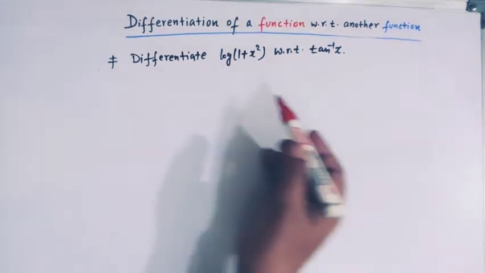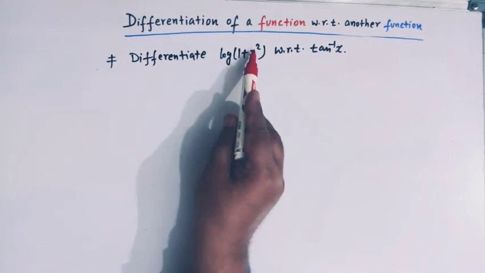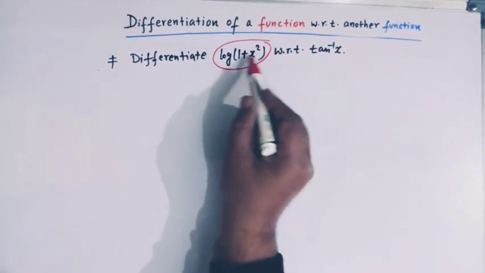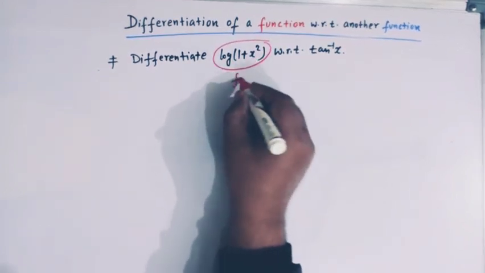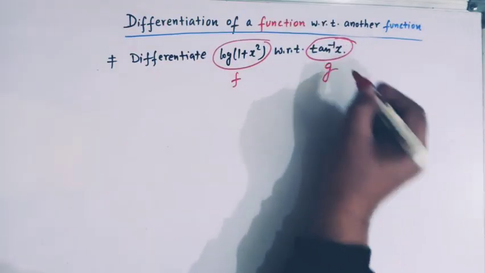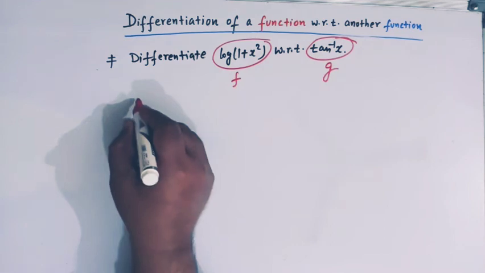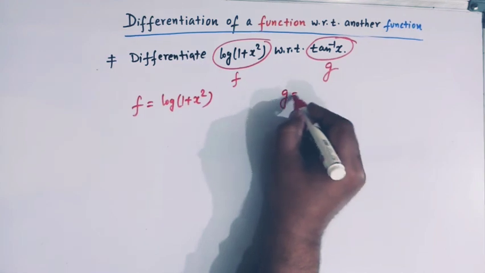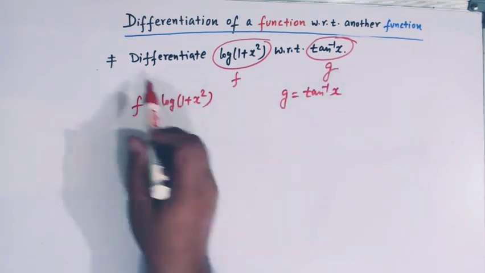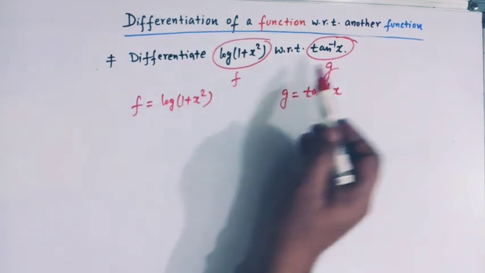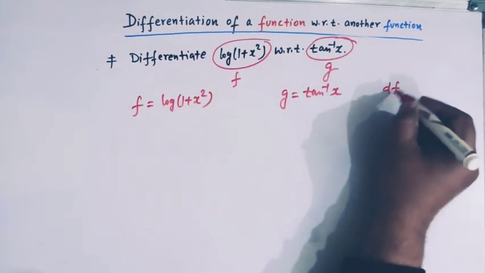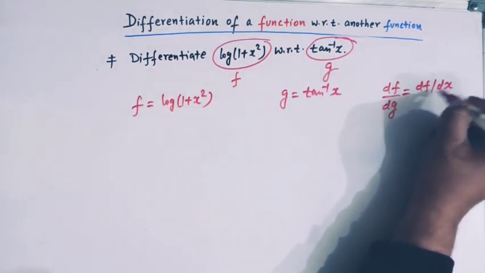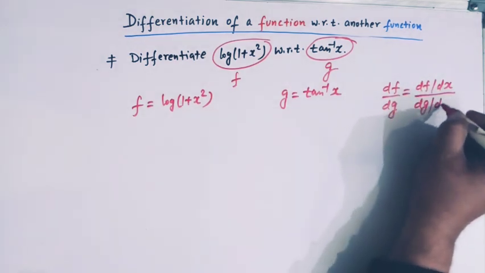Now let us take one more problem. Here we have to differentiate log of 1 plus x square with respect to tan inverse x. So what we will do, let us suppose or assume log of 1 plus x square as the function f and tan inverse x as the function g, right? So we can write f is equal to log of 1 plus x square and g as tan inverse x. So it means we have to differentiate f with respect to g. It means we have to find df over dg, and df over dg can be written as df over dx divided by dg over dx.